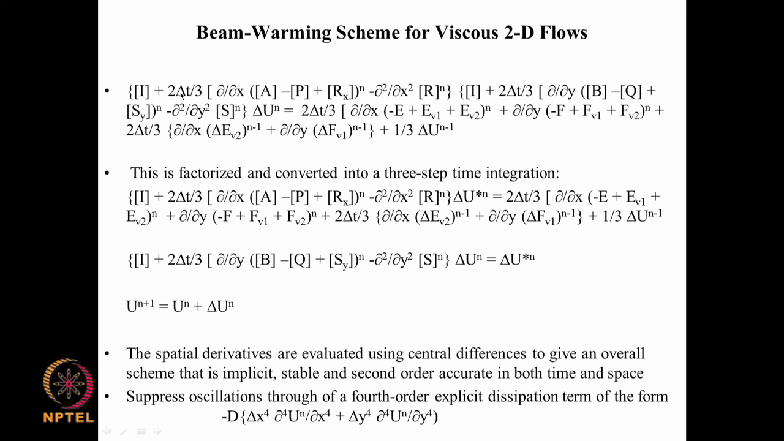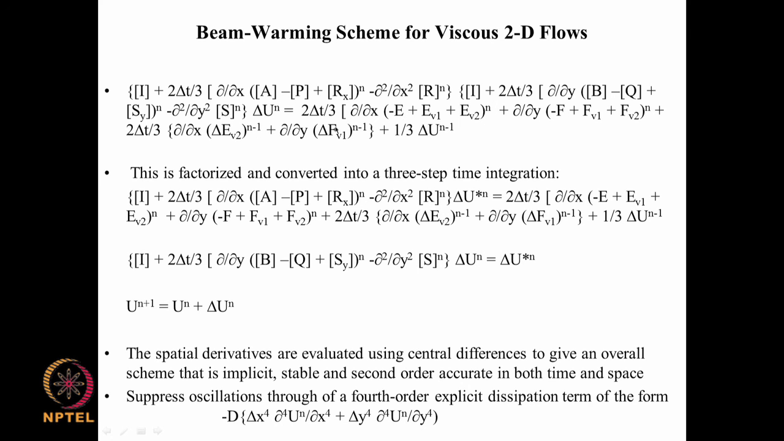So, you have I plus 2 delta 3 by 2 delta T by 3 times dou by dou x of A minus P plus Rx. These are all things that we have seen here with some approximations, and the idea is that you have this whole thing times this whole thing times delta un equal to the right hand side terms, all of which are E's and EV1s and the x derivatives, y derivatives and all those things which are coming at nth time step, and some of them at n minus 1 time step.